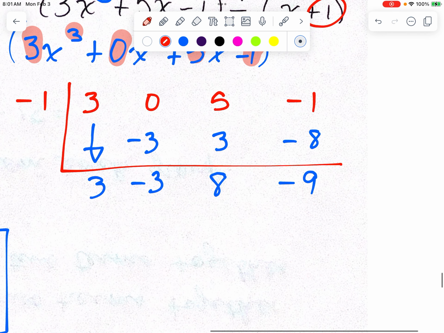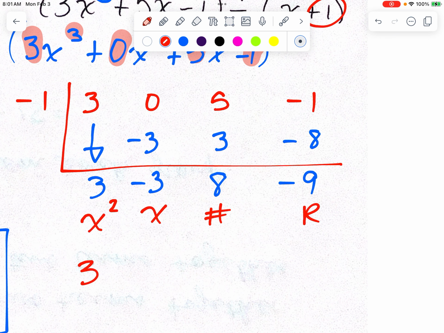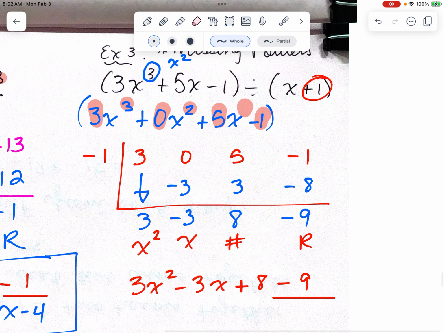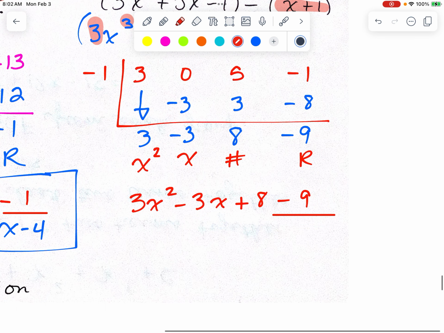And then I start right here, I go remainder, number, x term, x squared term. So I have 3x squared minus 3x. The 8 is positive, so we go plus 8. -9 for the remainder. Remember, it's -9 divided by, what are we originally dividing by? We're originally dividing by here the x plus 1. So that is going to go on the bottom right here. And this would be your answer.